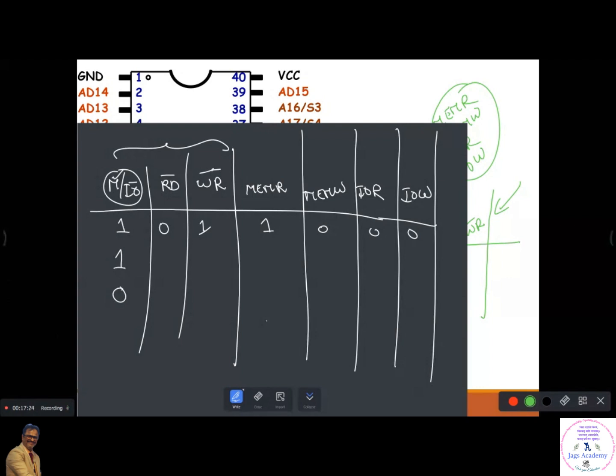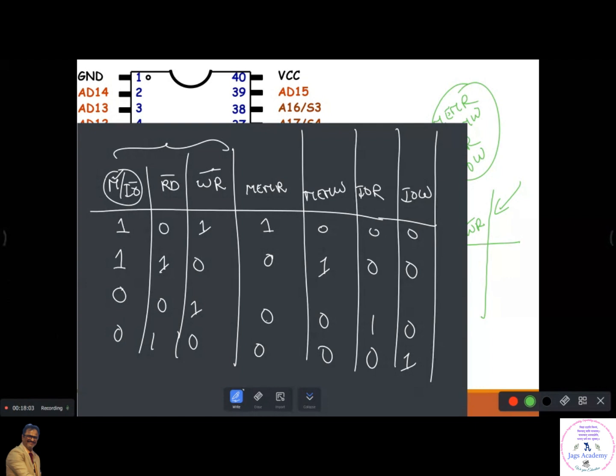Now tell me, whenever this is 1, this is 1 and this is 0, what should go to 1? This should go to 1, and all others should go to 0. Now when this is 0, this is 0, this is 1, which one should go high? IO read should go high. Now when this is 0, this is 1, this is 0, what should go high? All these should go low, and this should go high.